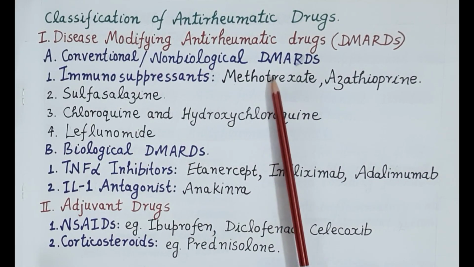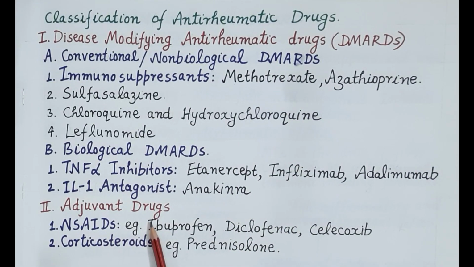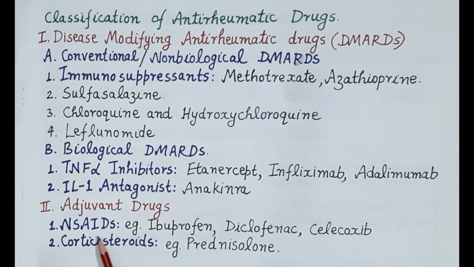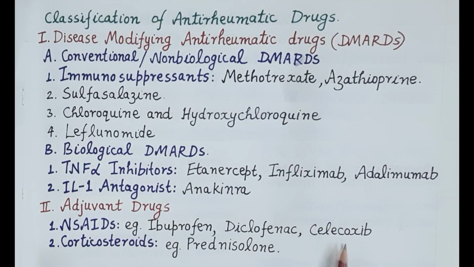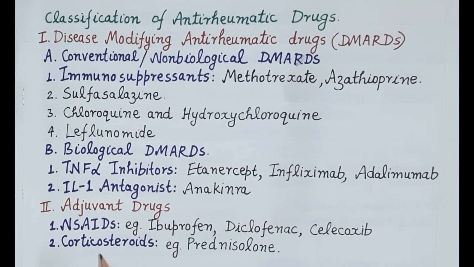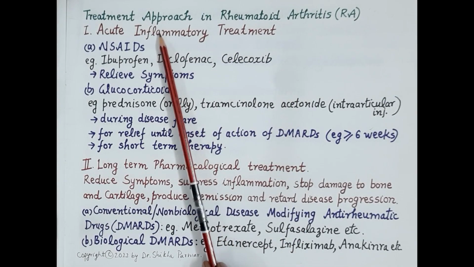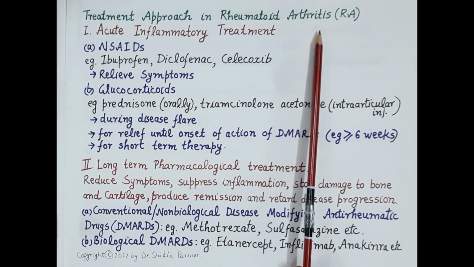Now, apart from DMARDs, there are certain adjuvant drugs like NSAIDs for symptomatic relief. For example, ibuprofen, diclofenac, celecoxib, then corticosteroids. As we all know, corticosteroids are very potent immunosuppressants and anti-inflammatory agents, but these are used only for short term. These are used for short term therapy because of their side effects. For example, prednisolone.